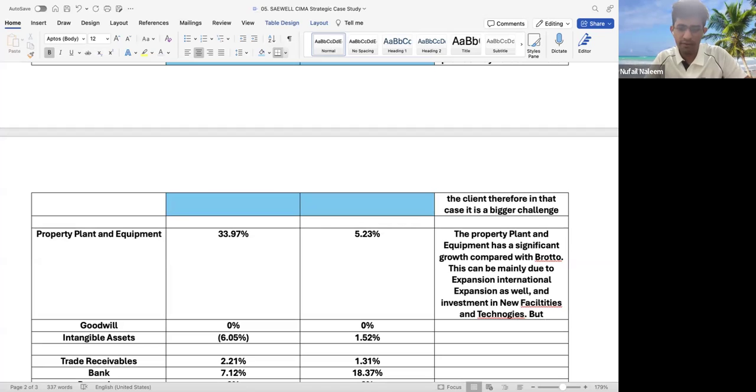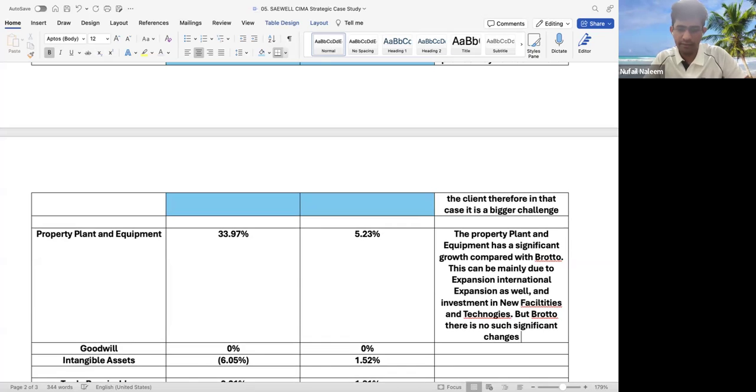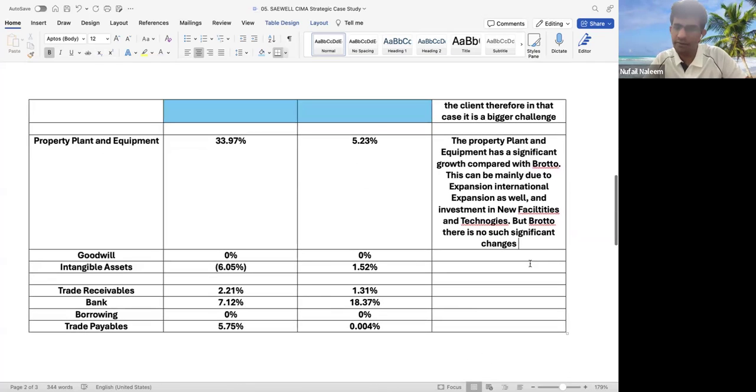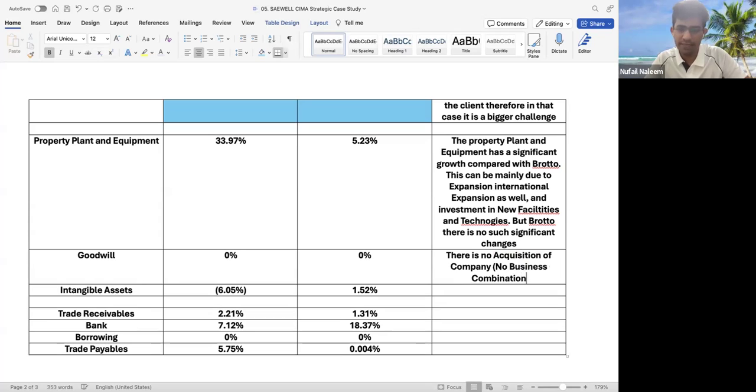But for Brutto, there is no such significant changes. So that is one thing. Goodwill, no change. So I'll write down here, there is no acquisition of a company, because goodwill will increase only where there's a business combination. So I'll write down here, within brackets, no business combination.